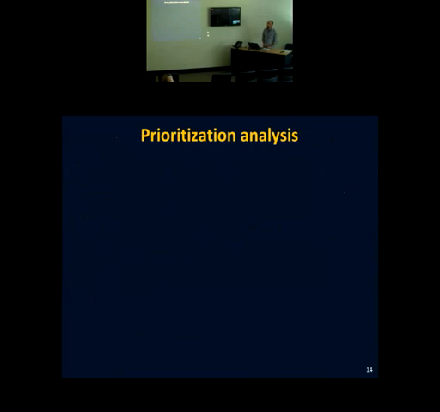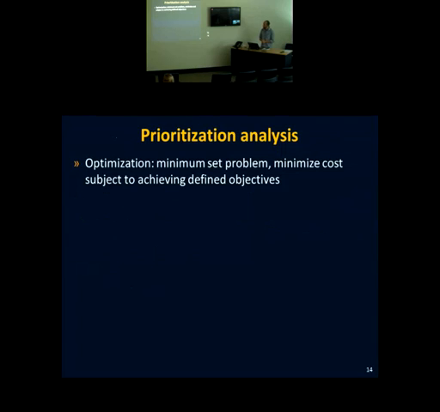So before jumping into how we implemented connectivity and climate change in our design, I'm just going to briefly summarize how we define the management or the conservation problem, because the way we define a problem is critical to the way you are going to prioritize or design your marine reserves. The optimization approach that we followed was what we call the minimum set problem, which in very simple words is minimizing the cost, in this case of the whole network of marine reserves, subject to achieving defined objectives.